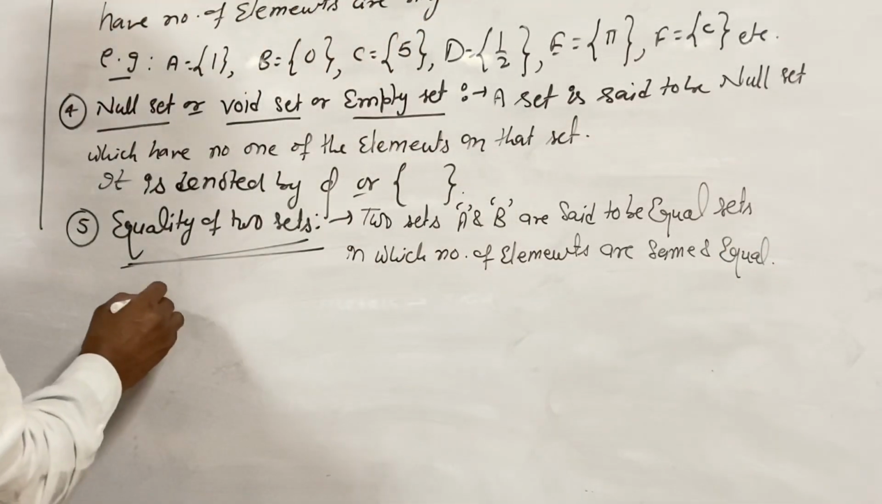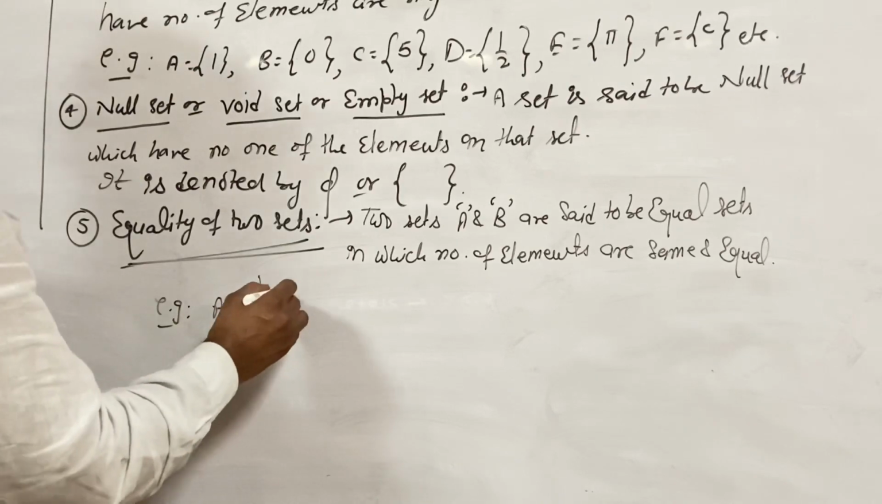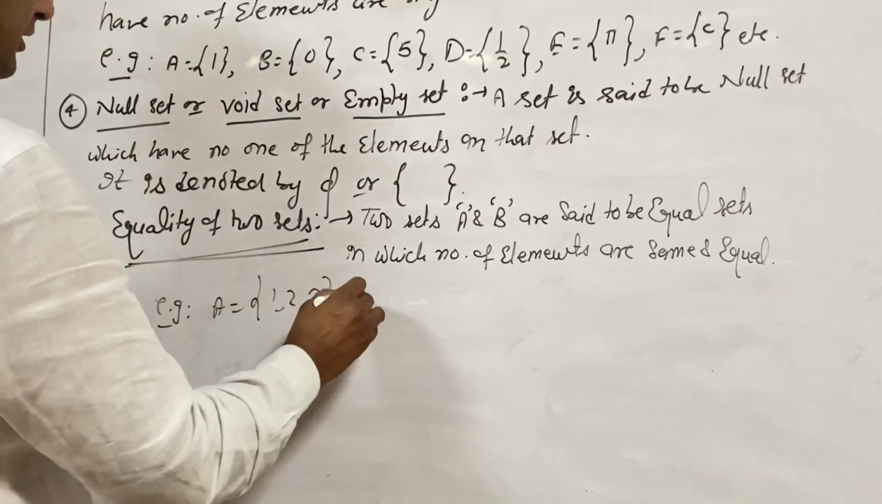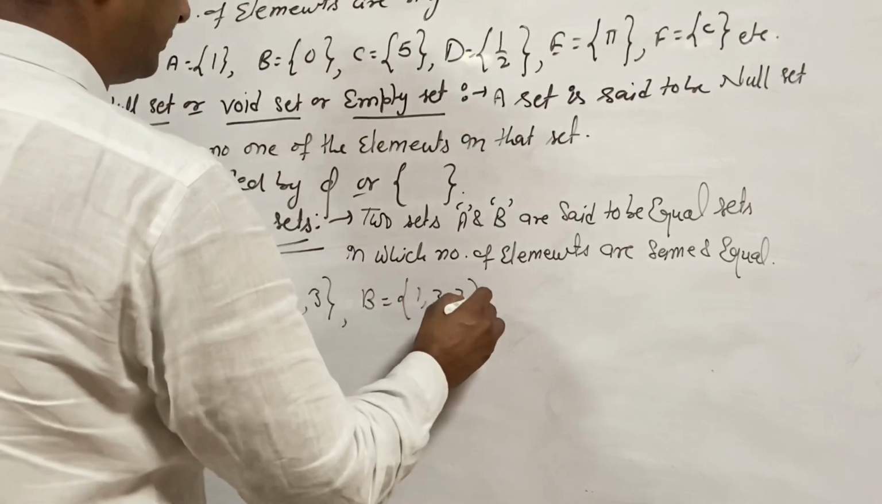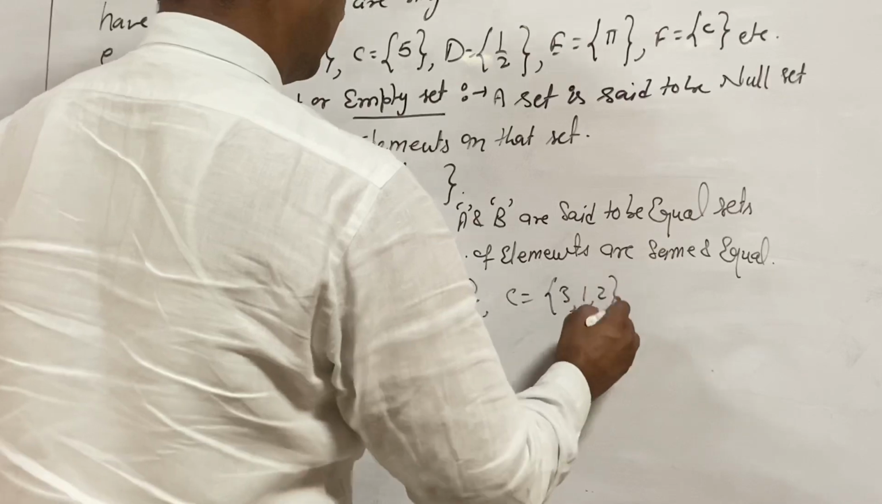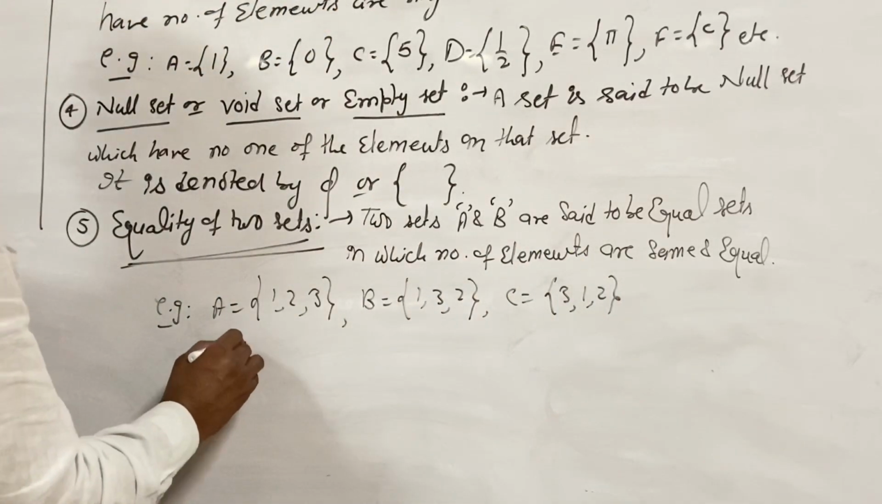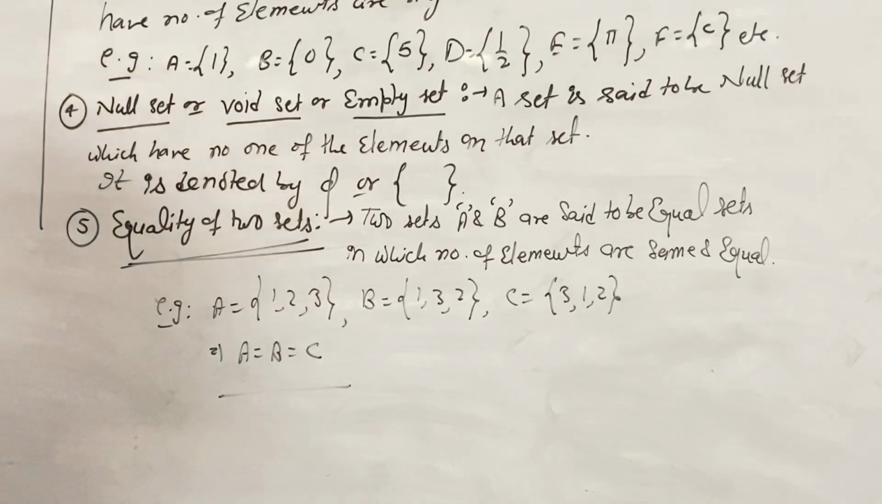For example, set A attains value 1 2 3, set B attains value 3 1 2 1 3 2, set C attains 3 1 2. Then you can say set A equal to set B equal to set C. Is that clear?